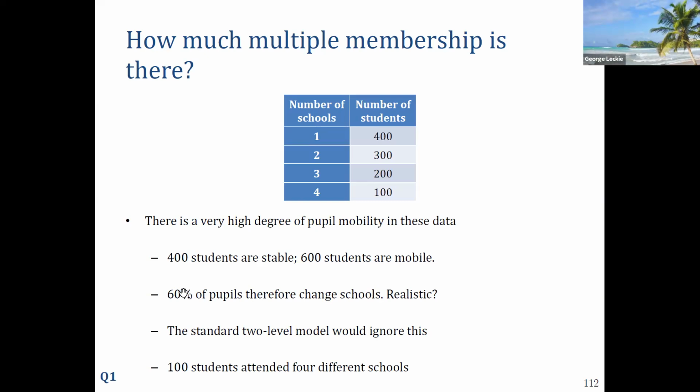But clearly most journal articles are multiple membership. Here, most articles are written by 2 or more people, not by 1. But most kids attend one school. So it depends what the application is. It's not realistic for this application, but it would be realistic to have that degree of mobility or multiple membership in other applications.